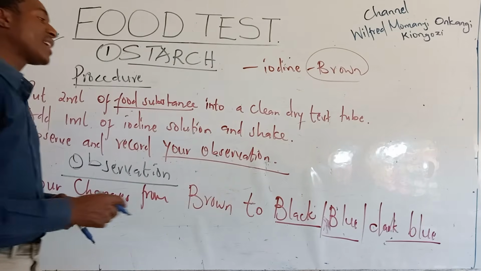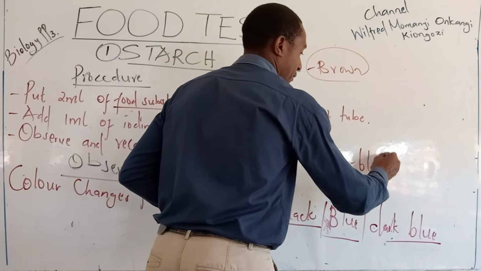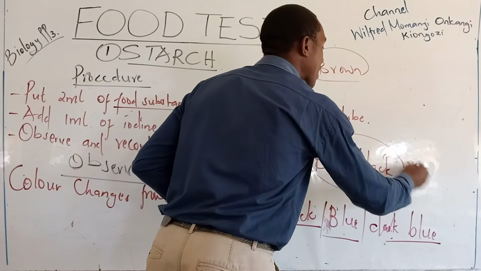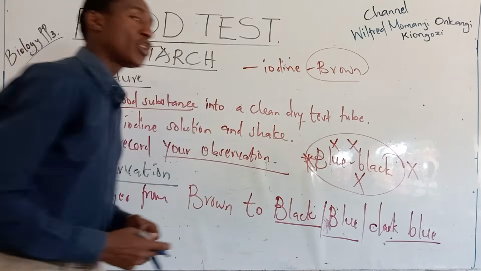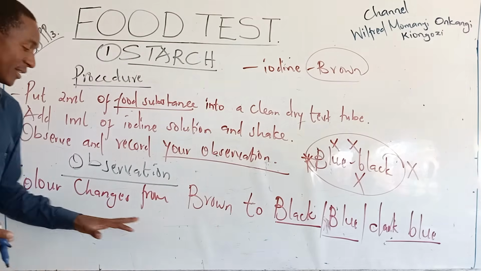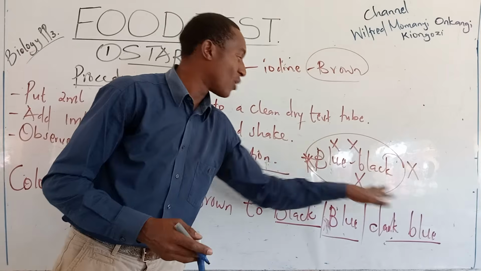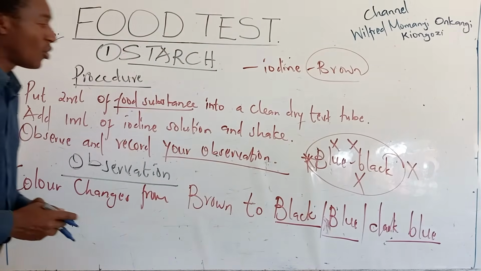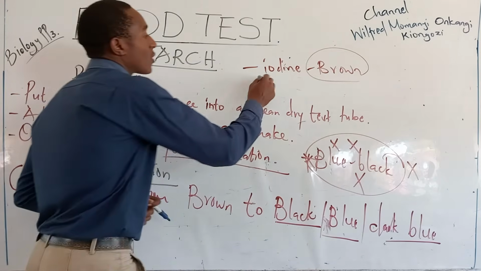There are so many students who say blue-black. There is no color called blue-black. I'm cautioning you, we don't have a color called blue-black. Please say you get black or blue or dark blue. Avoid saying blue-black. Then that means in the conclusion, starch present.